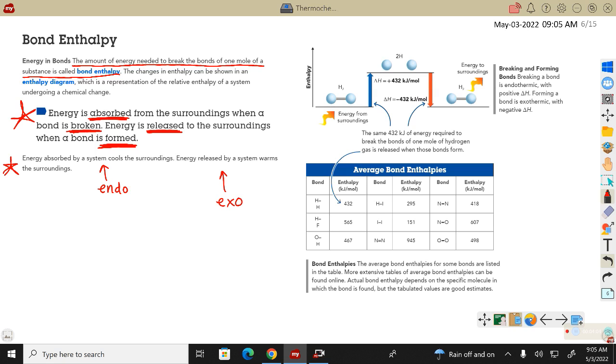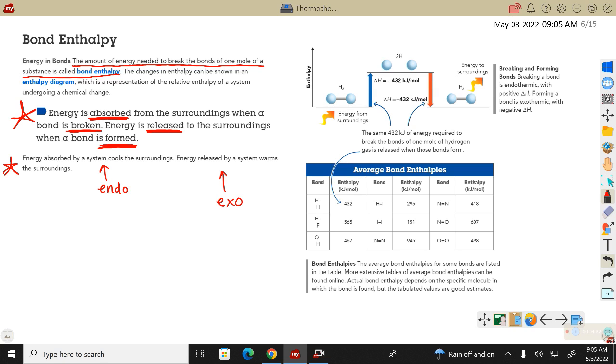Now, obviously, this little table doesn't have every bond out there. And I can show you a bigger table that has all kinds of different bonds. But if they ask me to predict the bond energy of a nitrogen-nitrogen single bond, well, if it's a single bond, there's only 2 electrons shared, so I would expect the bond enthalpy to be a little less than the 418. It should be easiest to break a single bond versus a double or a triple bond.